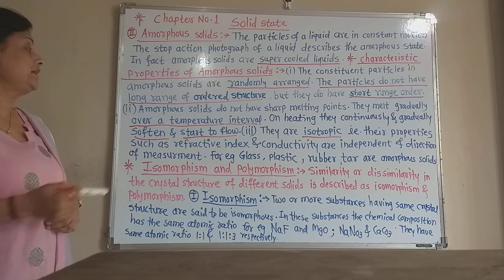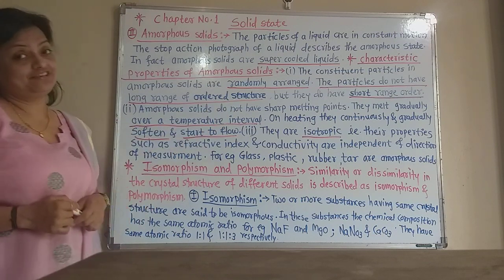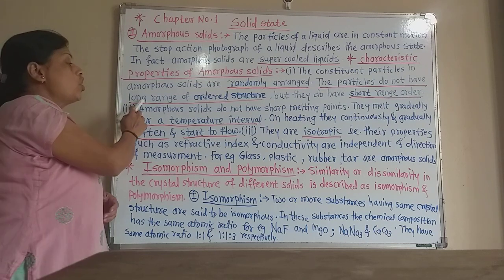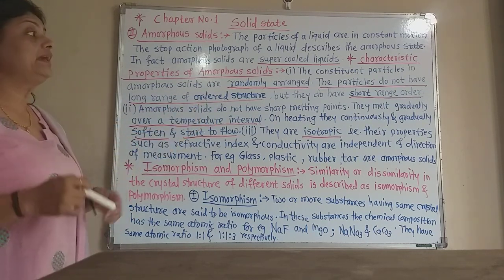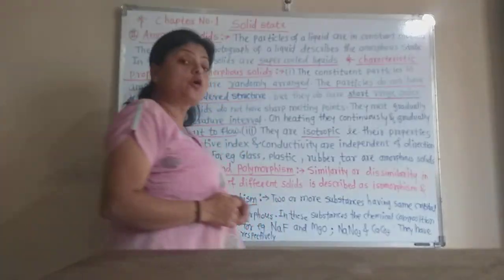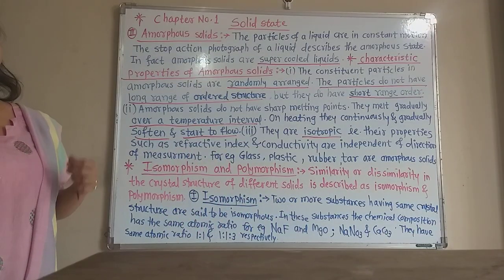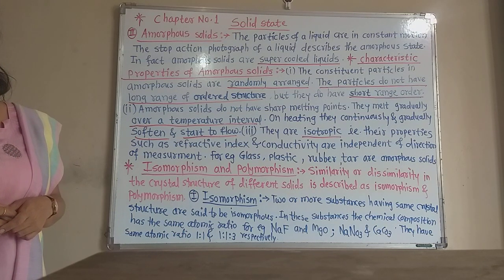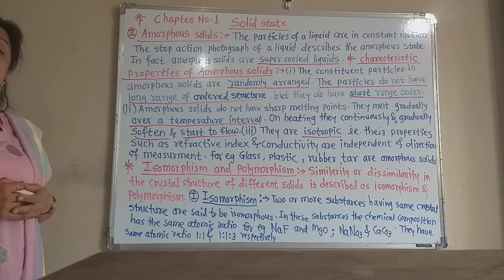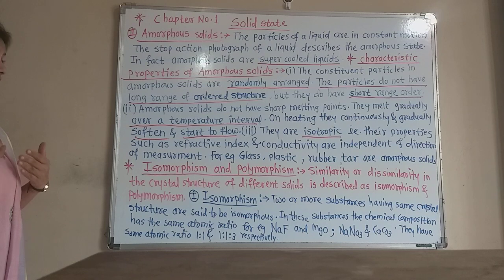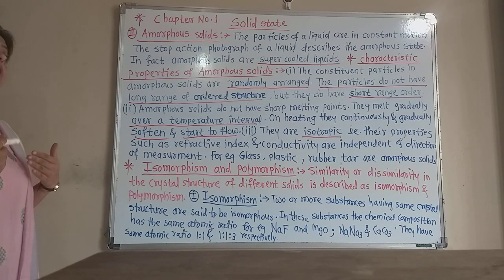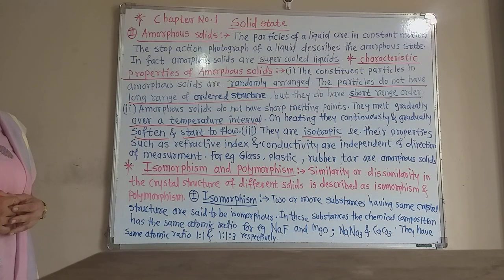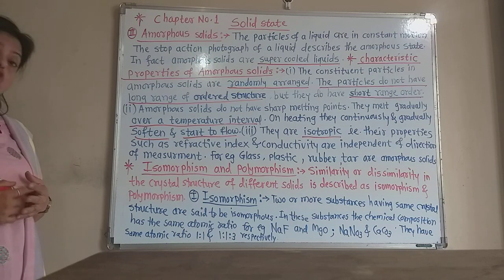The particles in amorphous solids do not have a long range order structure, but they do have a very short range of order. This is not the case in crystalline solids, where there is a long range of order and pattern. So in amorphous solids, the constituent particles are randomly arranged and do not have a long range structure, but they do have a short range structure or short range order.